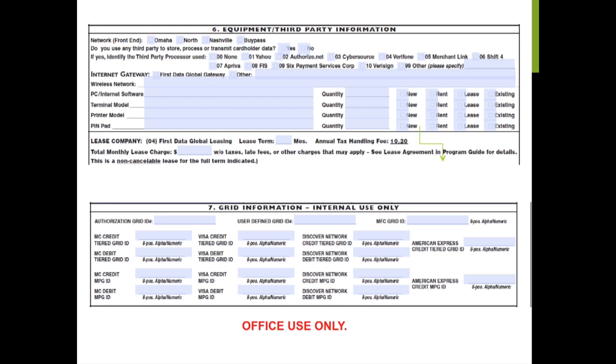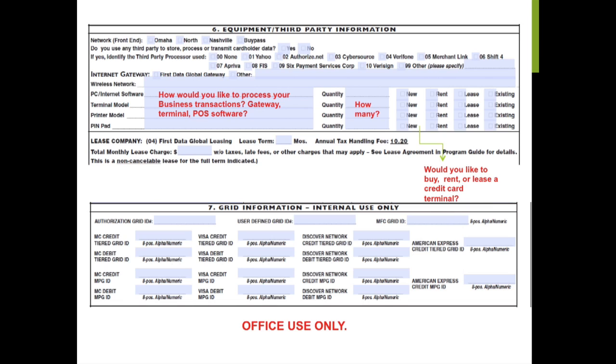We're still on page 2 on the middle sections. Number 6, equipment/third-party information, and number 7, grid information. These sections are for internal use only, or office use only. Hence, you as a sales agent do not need to complete these sections, because the admin staff can complete these sections on your behalf.